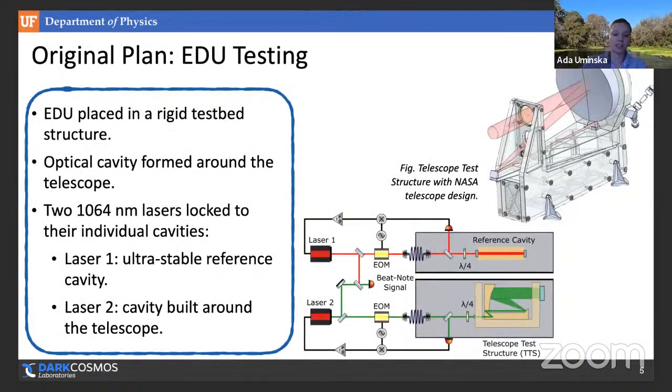So a little bit of historical background. Our original plan consists of a rigid test bed or telescope test structure that will host the telescope and form an optical cavity around it. This optical cavity around the telescope, together with some ultra-stable reference cavity, will be placed in the vacuum tanks, where the two 1064 nanometer lasers will be locked to their individual cavities, and the differential frequency between those lasers will correspond to the noise length of the telescope and our TTS, telescope test structure. That's why we also require that our telescope test structure meets the requirements such that excess noise could be allocated to the telescope.